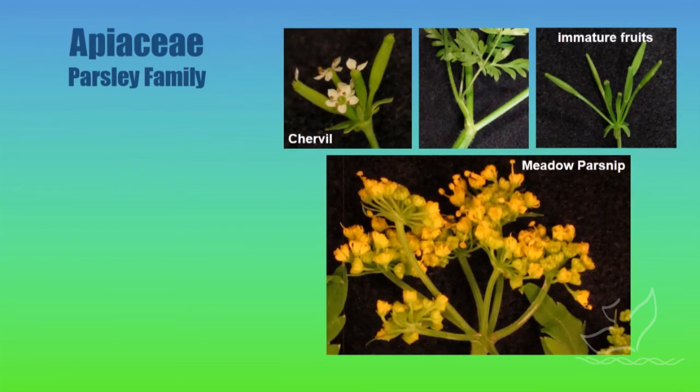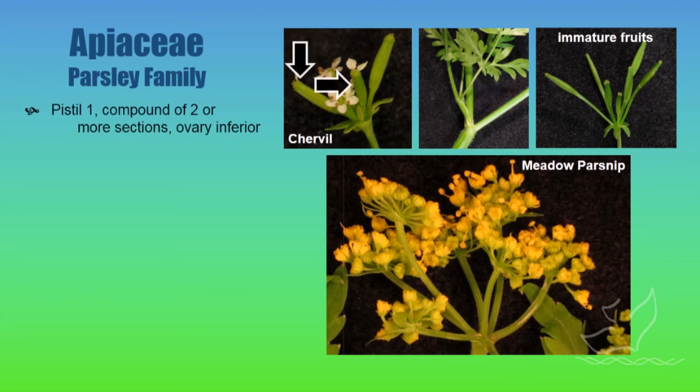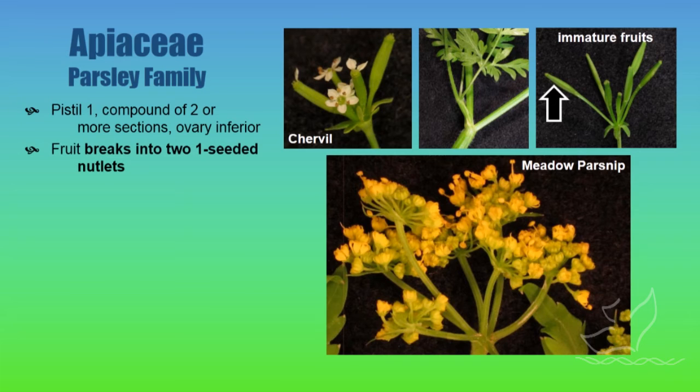Next is the Apiaceae or the parsley family. Here the pistil is one in compound and usually of 2 sections. In some members maybe more, but most of the ones you're going to be looking at will have 2 sections, and the ovary is inferior, as we see in this illustration of chervil. The fruit, I'm showing an immature fruit here, but when that matures, it will break into 2 one-seeded nutlets.